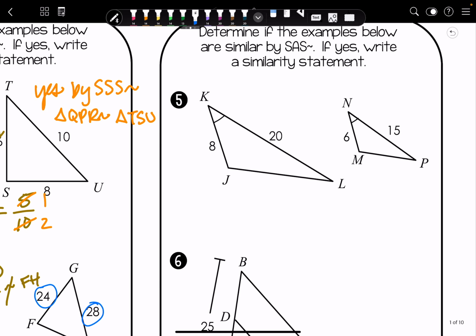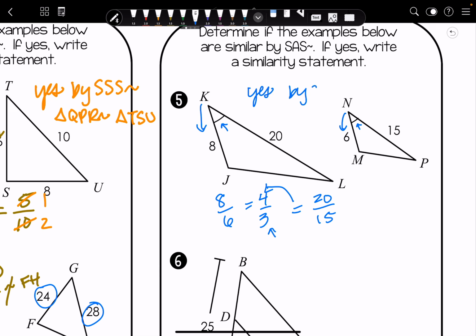So this one, we're starting off easy. We've already got our included angle in there. So I'm going to look right here, and I'm going to have 8 over 6, and that ends up simplifying to 4/3. Okay, so that's what we're looking for when we simplify 20 over 15, and that also simplifies to 4/3. Since both of these are proportional, we're going to say yes. By side-angle-side similarity, triangle JKL is similar to triangle MNP.